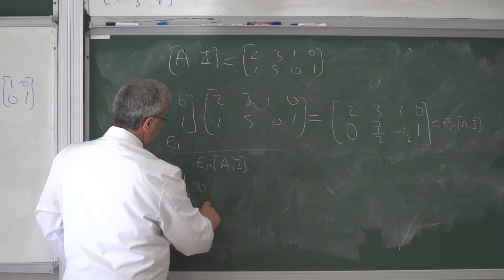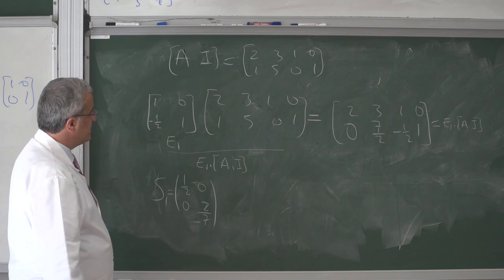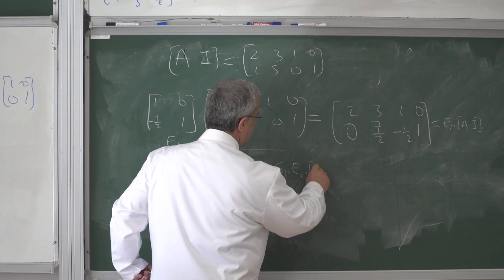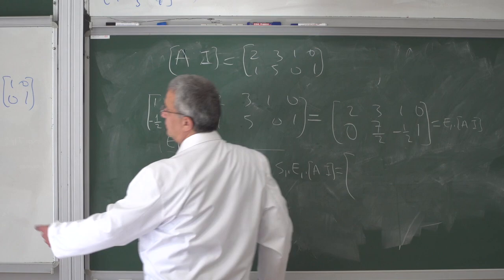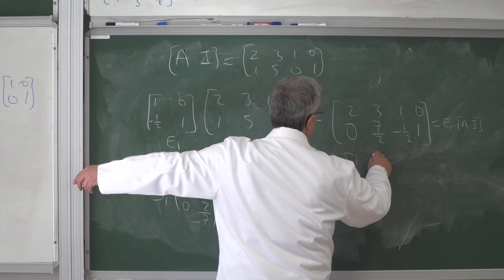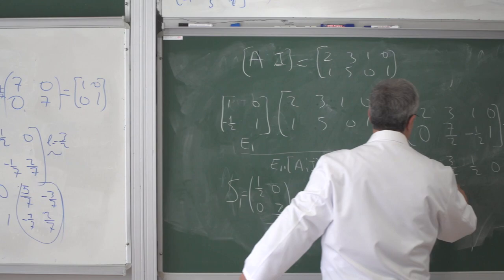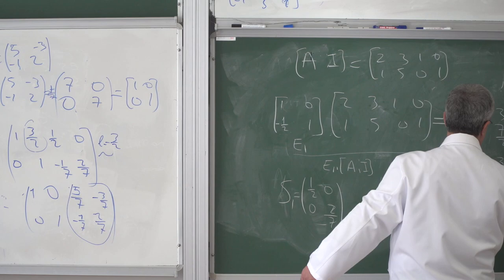1/2, 0, 0, 2/7. So if I multiply with this one, what do I get? So S1 times E1 times A inverse. What is this equal to now? It's equal to this. Please read that for me. 1, 3/2, 1/2, 0. The other one, 0, 1, minus 1 over 7, 2 over 7.